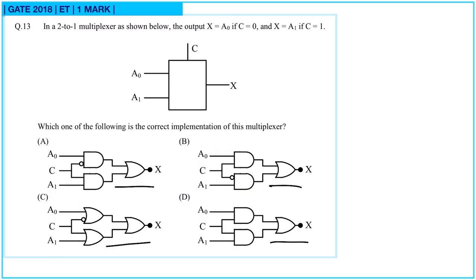Next question. In a 2:1 multiplexer as shown below, the output X is equal to A0 if C is 0 and X is equal to A1 if C is 1. So A0 should be outputted to X when C is equal to 0. In the output all gates are OR gates. So you can check by options. In option A, if C is equal to 0, then this will be 1 and A0 will be outputted to X. And if C is 1, then A1 will be at the output. So option A is correct.